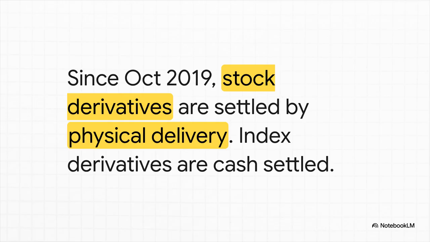So what happens when the contract finally expires? Well, it depends. For index derivatives like Nifty futures, the final profit or loss is just settled in cash. But, and this is a huge point for your exam, since October 2019, all futures and options on individual stocks are settled by physical delivery. That means if you hold the contract until the very end, you have to actually buy or sell the real shares.